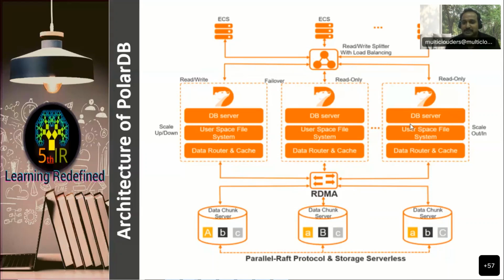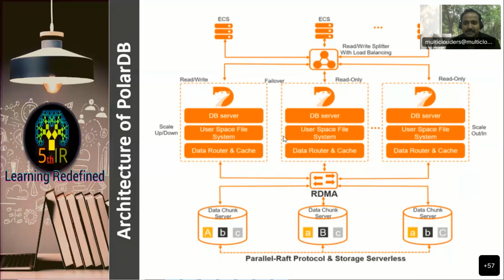Again, you have to know that a decoupling architecture is present in this diagram. What is decoupling? The storage node and the database node are separated from each other. Your actual data is stored in the storage node, that is the data chunk server, which is provided below. The metadata of the stored data is kept in the database server, the DB server engine. This is the thing you have to know clearly.